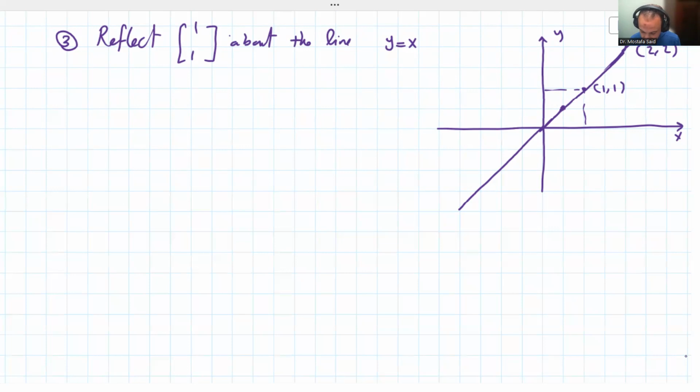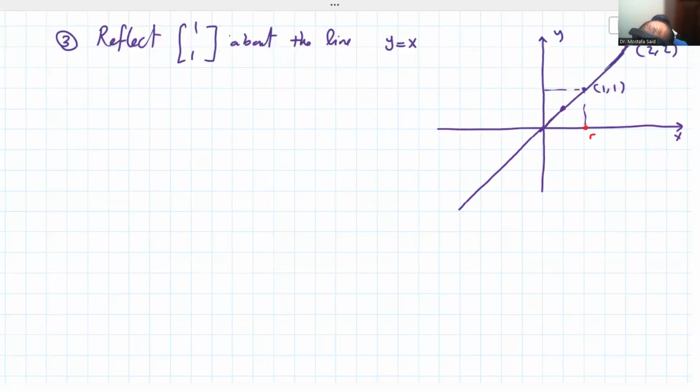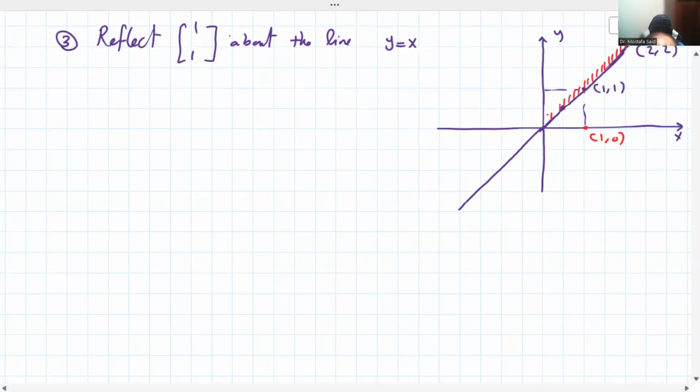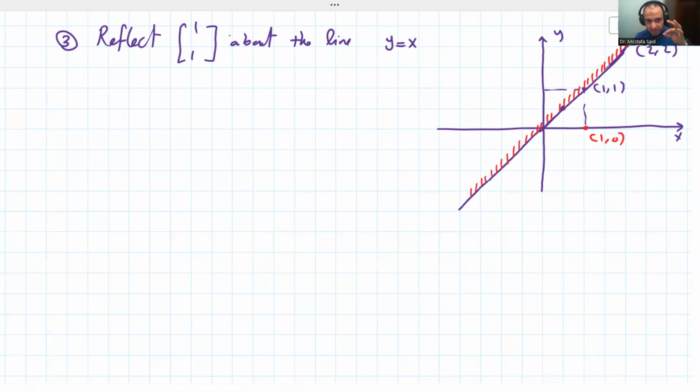So let's see how we can do that. Let's start again with 1, 0. So that's the point 1, 0. So that's now the mirror here. This is the mirror. Don't get scared, it's easy. That's the mirror. What are we going to do? Again, we're going to see what the reflected point will be, on the same distance from the mirror.